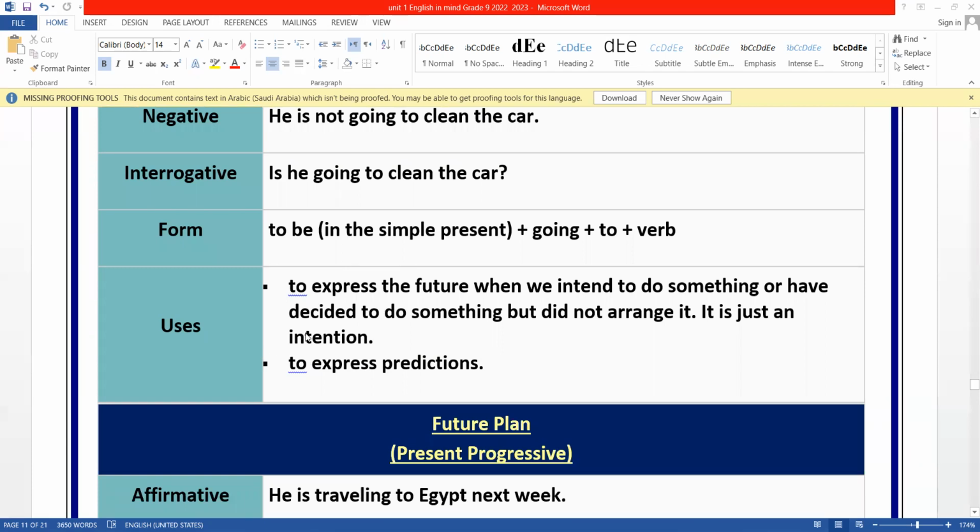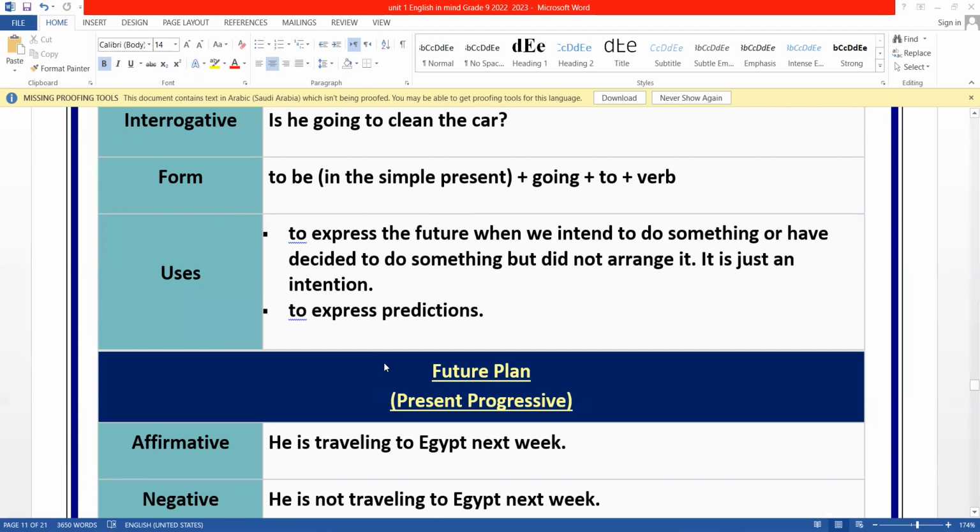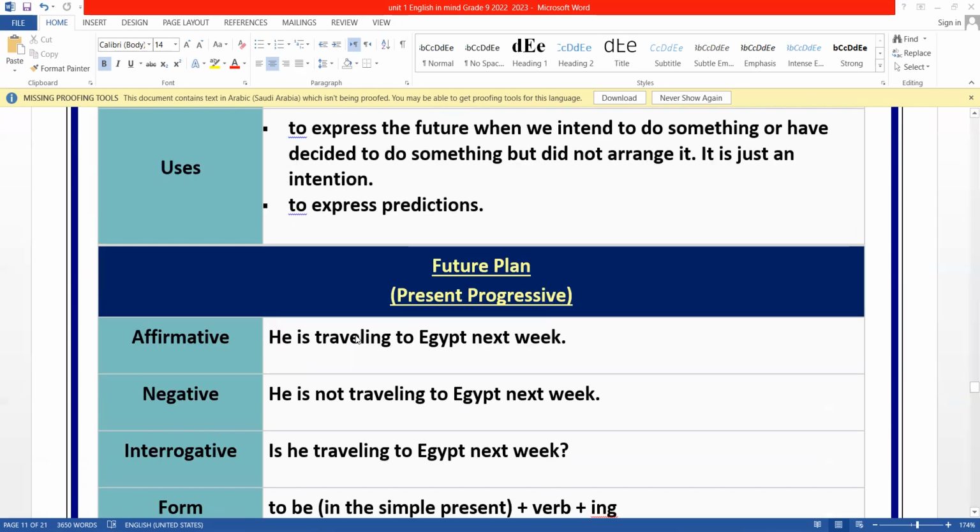We use it to express the future when we intend to do something or have decided to do something but did not arrange it. I'm going to watch a movie. It is just an intention. We intend to do that. We are going to have dinner in a Japanese restaurant tonight. We have an intention to do that. Also, we use it to express prediction. There are some clouds in the sky, so I think it's going to rain.